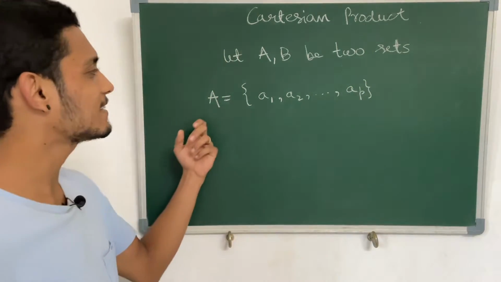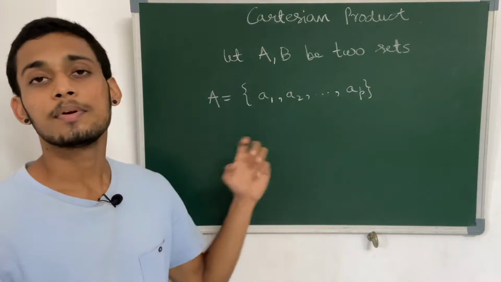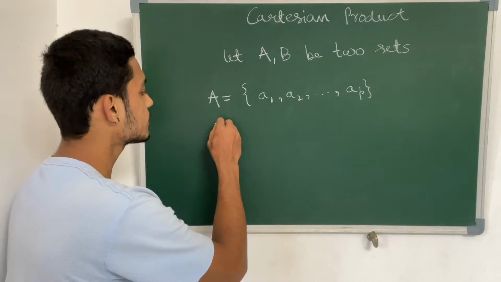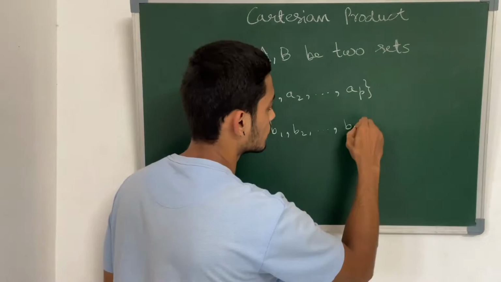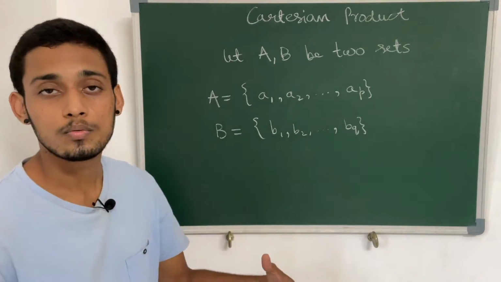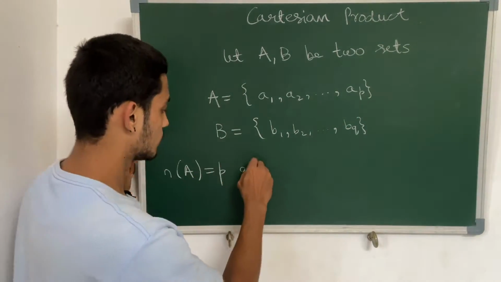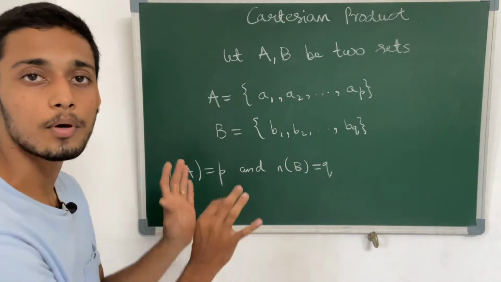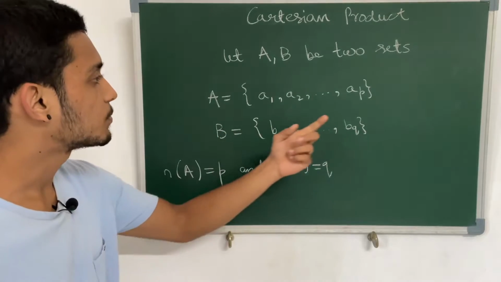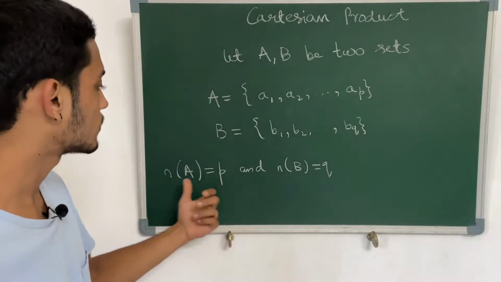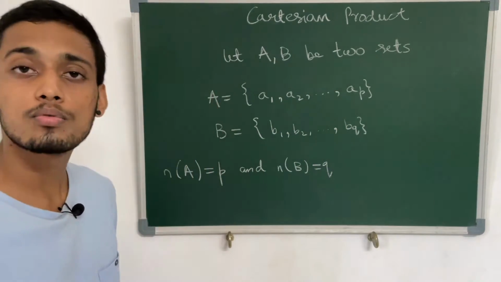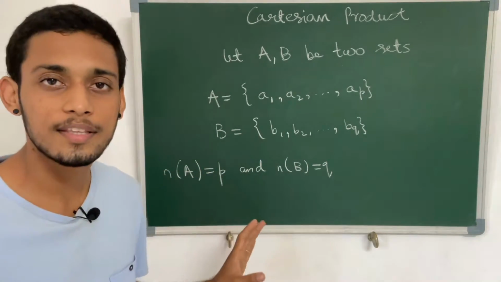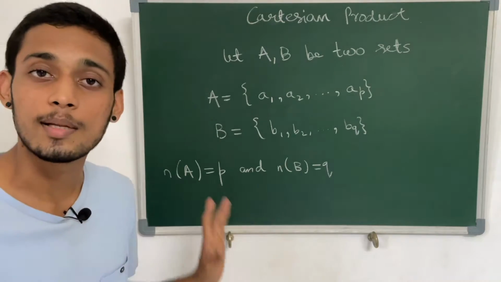So let us say that A has A1 to AP, that is P number of elements in total, and similarly B has B1 to BQ. So now we have established a few facts about A and B. A has P elements, B has Q elements, so that is the cardinality, and these are two sets. One of them could be empty, non-empty, we don't know anything about it right now. We have just taken two random sets.